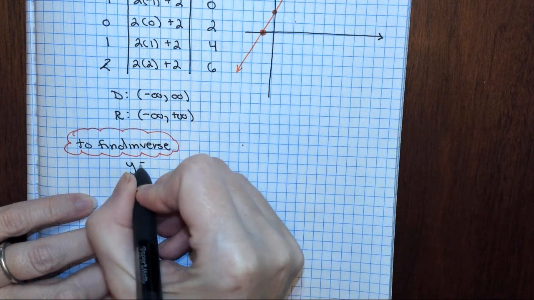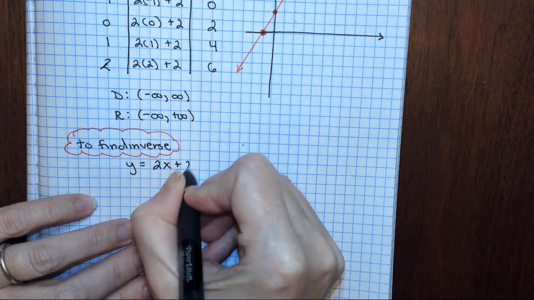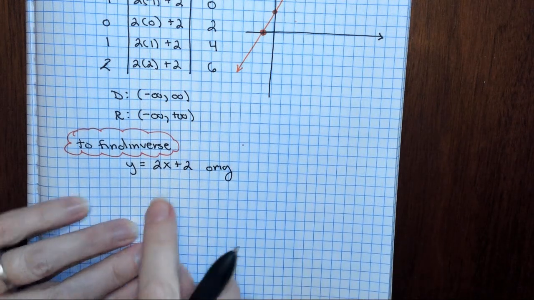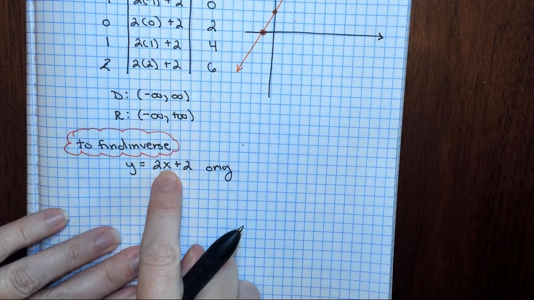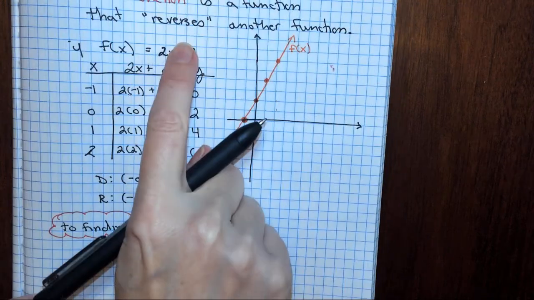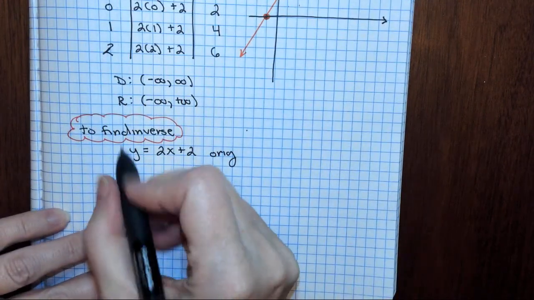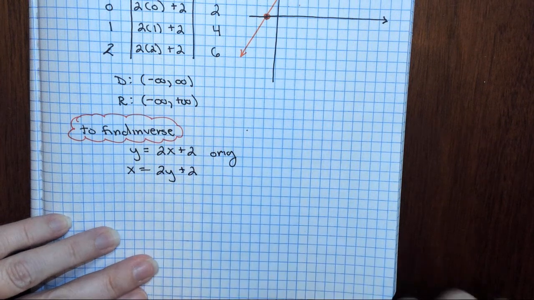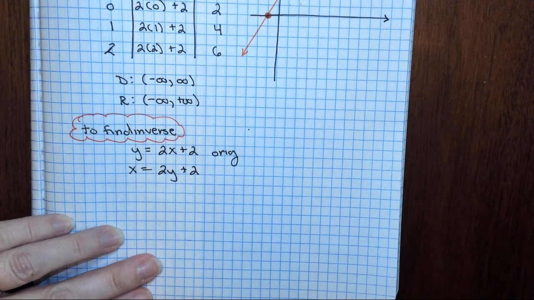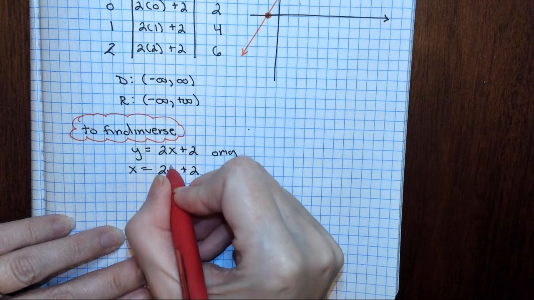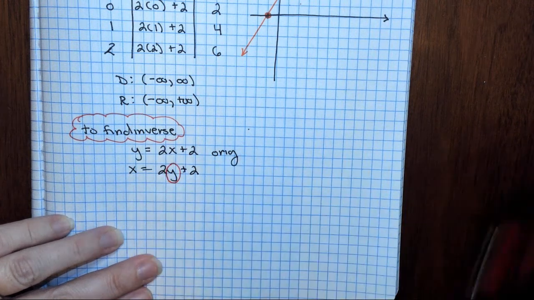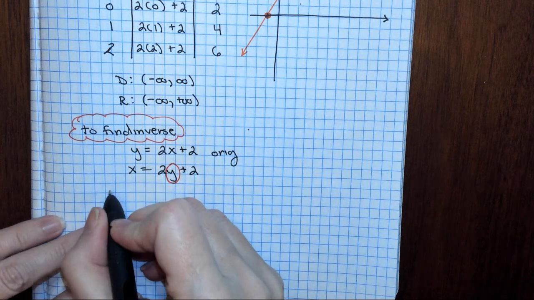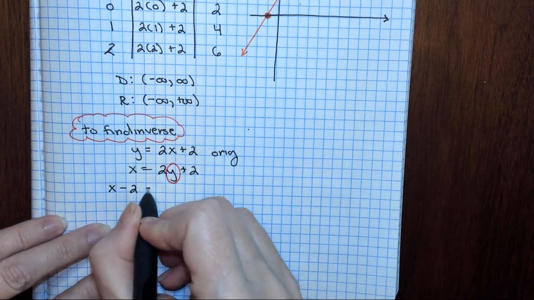I was given y equals 2x plus 2, and I'm going to remind myself that this is the original function. What I want to do now is switch the x and the y. I want to reverse it like we talked about up here. So I'm going to write x equals 2y plus 2, which seems really strange. I'm going to circle this y because I need it back by itself again. So logically, I'm going to move that 2 over. I have x minus 2 equals 2y.